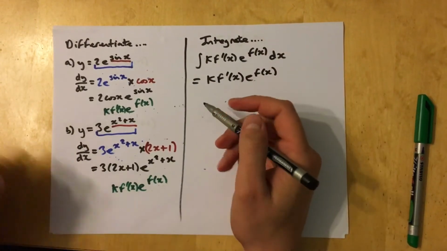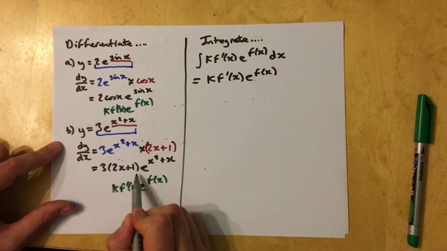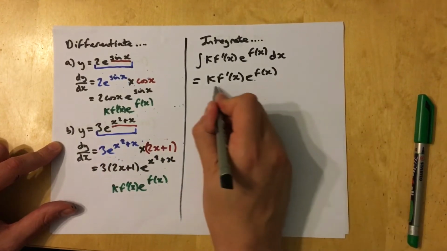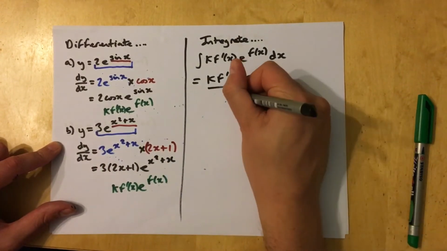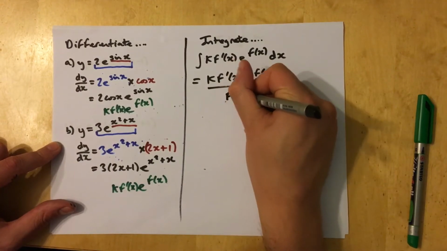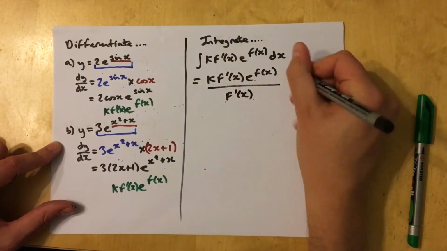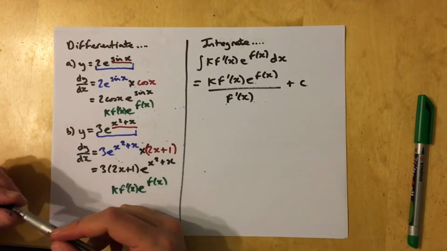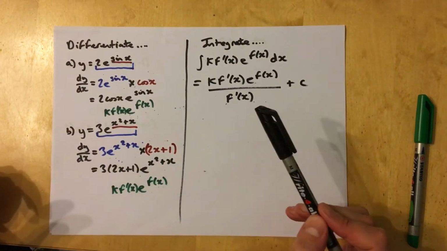Now the thing that's changed is we've ended up with the derivative of the inner function. So if we want to undo that, we want to divide by the derivative of the inner function. And then don't forget your constant of integration. So basically, leave everything alone, divide by the derivative of the inner function.